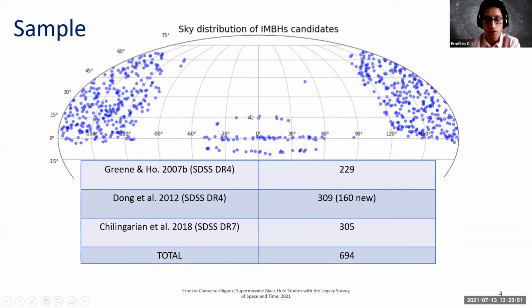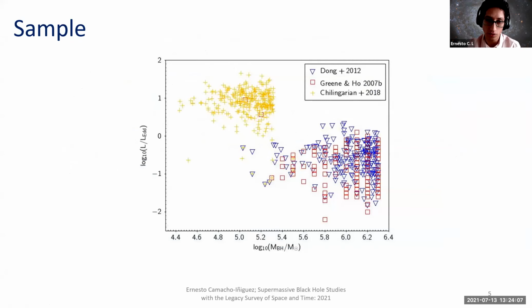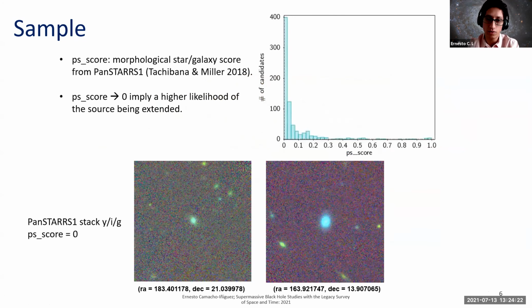And something to point out is that these different works used a broad line approach to calculate the black hole mass using the H-alpha line, and they trace different parameter space in black hole mass, as can be seen in this figure of Eddington rate versus black hole mass, where you can see the distribution of the different subsets coming from these different works. So one important characteristic of our sample is that it's mainly composed of extended sources.